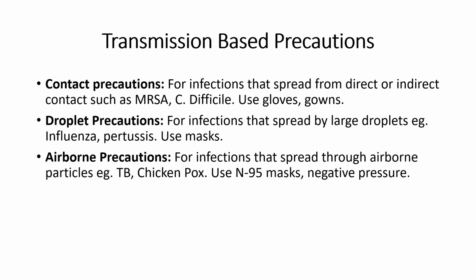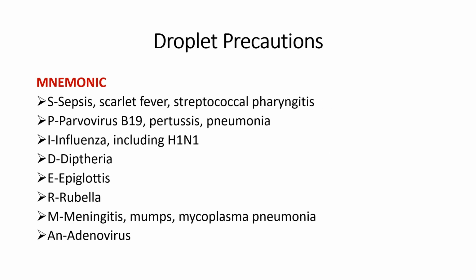Apart from this, there are other precautions also, protective precautions, that are usually used for immunocompromised patients. For droplet precautions, the mnemonic is, always remember, Spider-Man. S stands for sepsis, scarlet fever, streptococcal pharyngitis; P is for parvovirus B19 and pertussis, pneumonia; I for influenza including H1N1; D, diphtheria; E, epiglottitis; R, rubella; M, meningitis, mumps, mycoplasma pneumonia; and N for adenovirus. So remember the mnemonic Spider-Man.